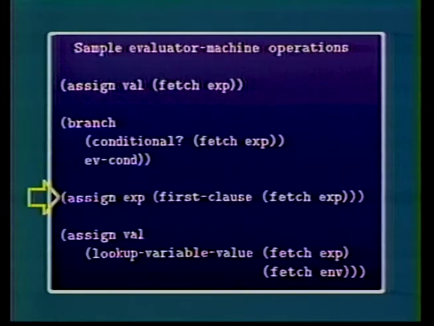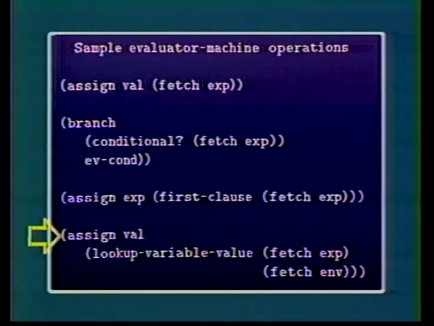Another kind of operation, and there are a lot of different operations: assign to exp the first clause of what's in exp. This might be part of processing a conditional. And again, first clause is some selector whose details we don't care about. And you can, again, imagine that as a subroutine, which will do some list operations, or you can imagine that as something that's built directly into hardware. The reason I keep saying you can imagine it built directly into hardware is that even though there are a lot of operations, there's still a fixed number of them. Forget how many, maybe 150. So it's plausible to think of building these directly into hardware.